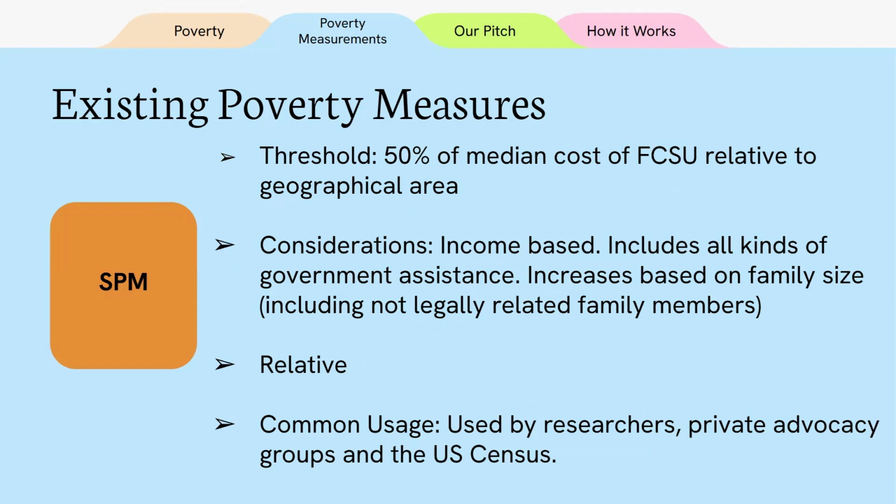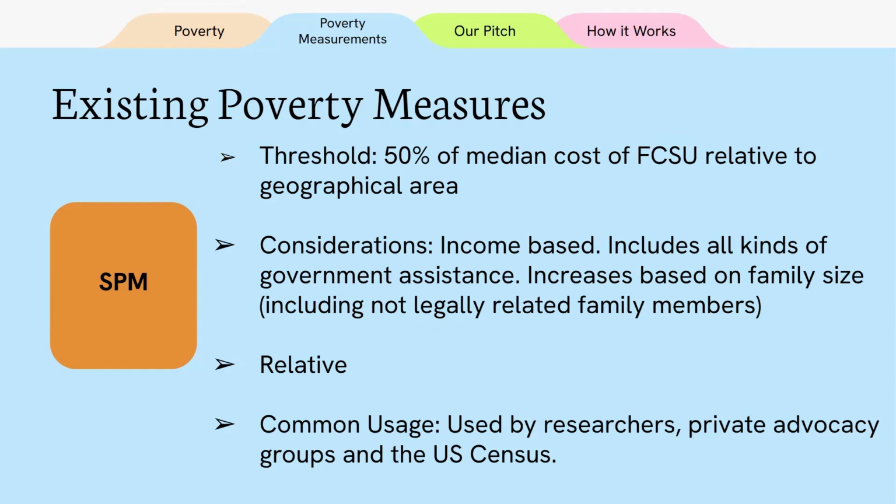The SPM is also an income-based approach. However, it is more holistic when it comes to what it takes into account. The threshold for the SPM is 50% of the median cost of FCSU relative to geographical area. In addition to geographical area, this measure also takes into account government benefits such as tax credits, in-kind benefits, and any non-cash benefits. Similar to OPM, it also adjusts for family size, but includes non-legally related family members.